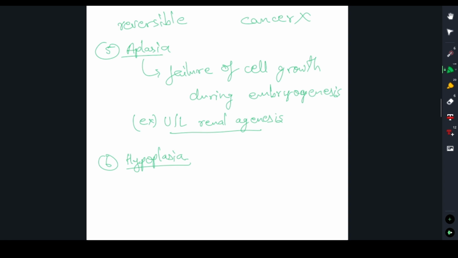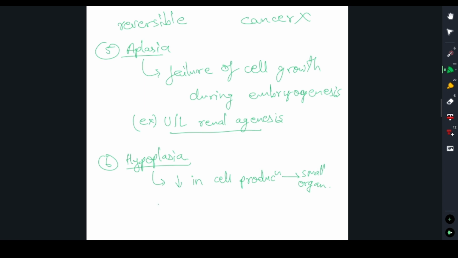So during embryogenesis, what can happen is you can have failed cell growth, right? The other thing you can see is there is cell growth, but there is a decrease in cell production during embryogenesis, which results in a small organ. So in case of aplasia, there was failure of cell growth, due to which the organ was absent basically. While in hypoplasia, there is reduced cell production, due to which the organ which is being formed is comparatively small as compared to the normal size, right?